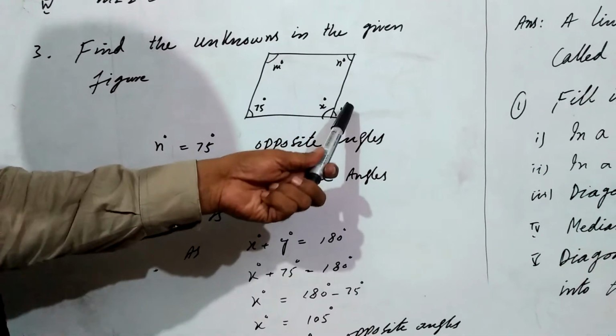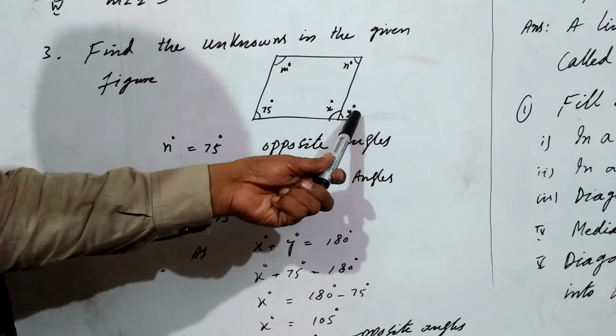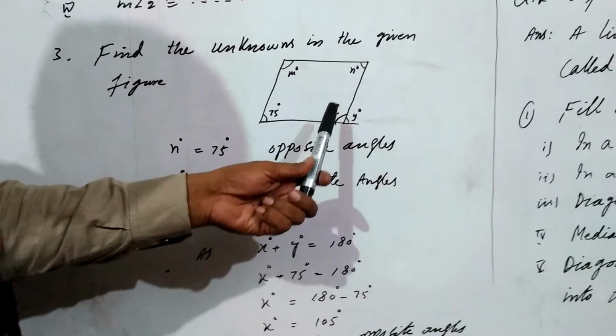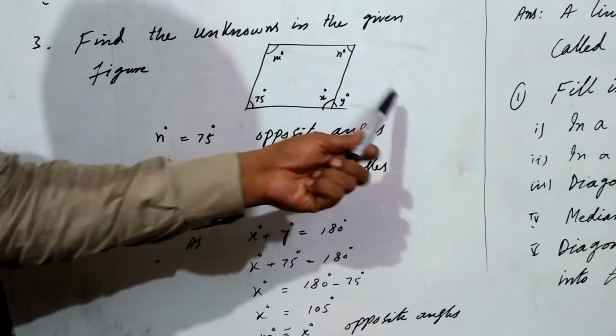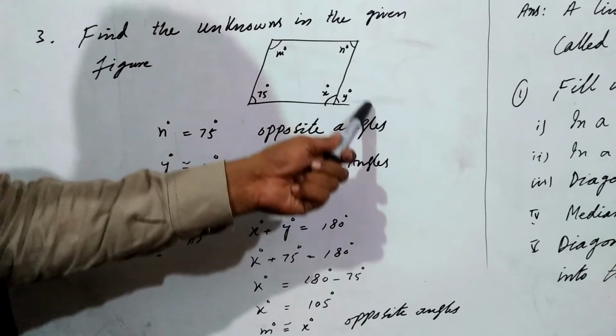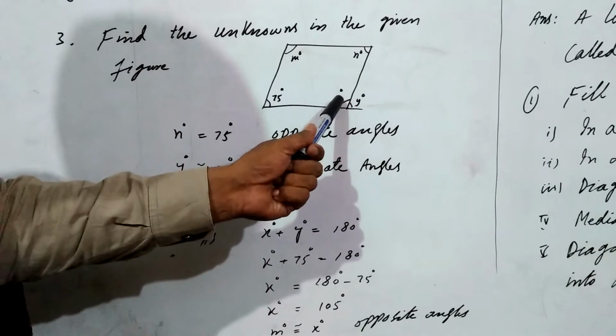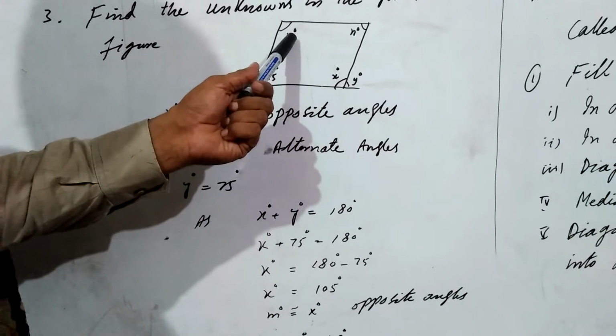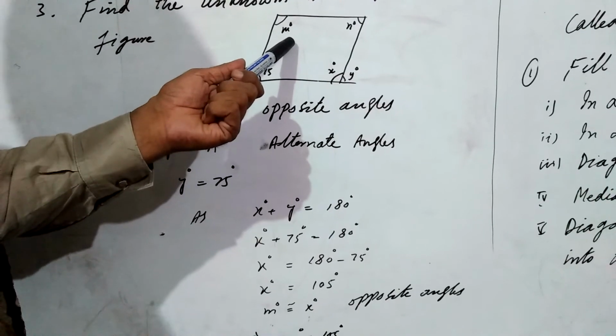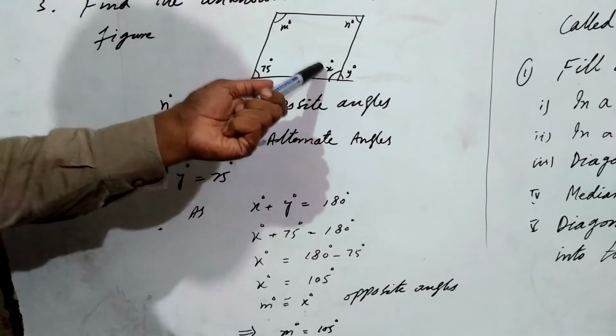So in this way, Y degree is equal to 75 degree and we know that X plus 75 is equal to 180, which are supplementary angles. So in this way we find out the value of X degree. As X degree is congruent to M degree, so M degree is also equal to X degree.